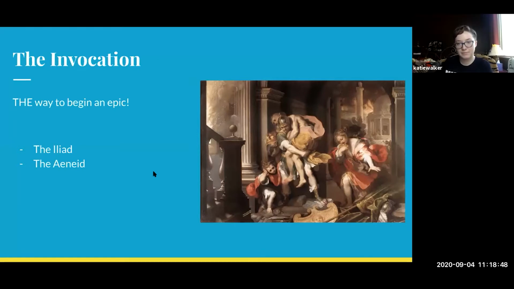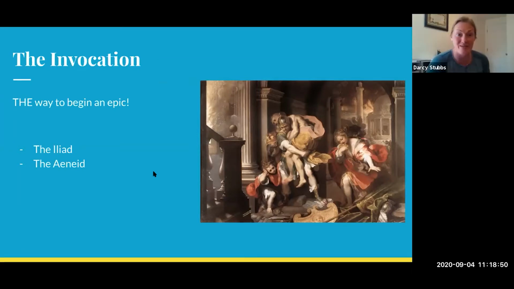Okay, so let's dig into the Theogony a little bit more then. I thought we would start at a really good place, right at the beginning, the Invocation. The Invocation is the way to begin an epic. We see it in Homer, we see it in Virgil, we see it over and over again. Just for example, this is from the Iliad: Sing, O goddess, the anger of Achilles. So we've got Homer invoking the Muses.